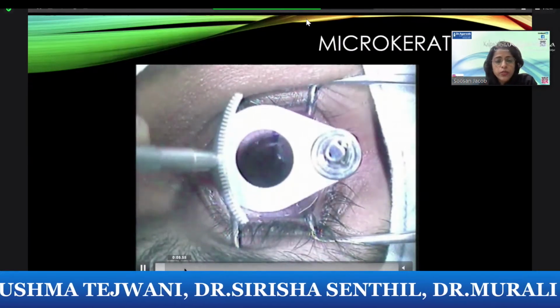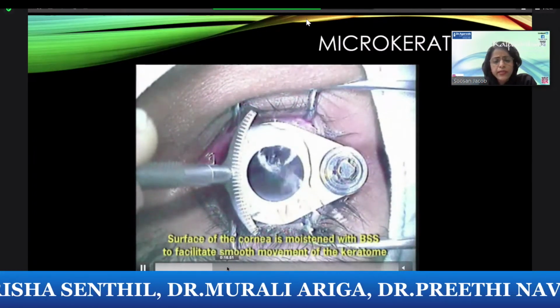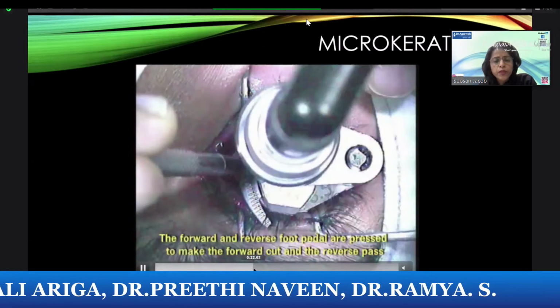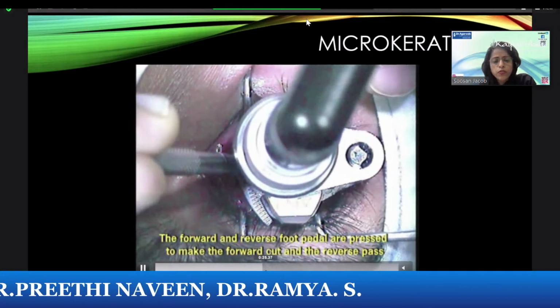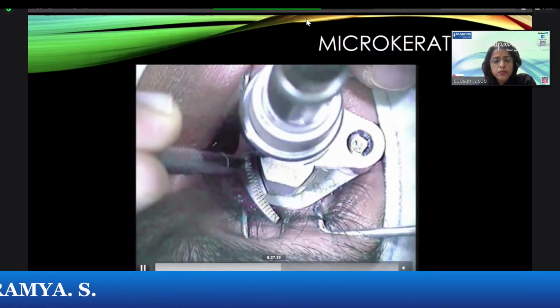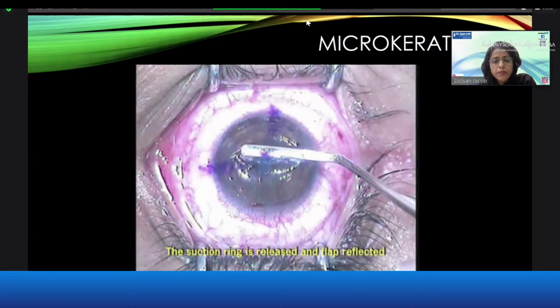This could be using a microkeratome as seen here. And then you have this blade which goes and cuts a flap. As you can see, it rotates. There's a forward and a reverse foot pedal. You press them forward and then reverse, and the microkeratome also moves forwards and reverse correspondingly. And that has a blade which lifts up a flap.